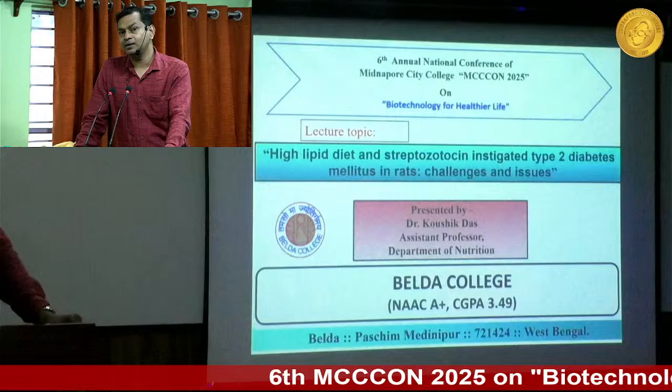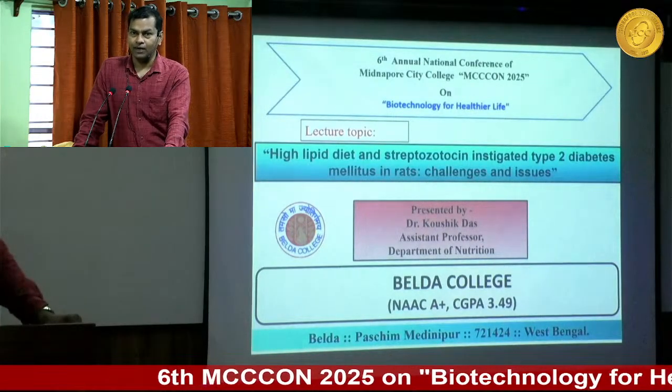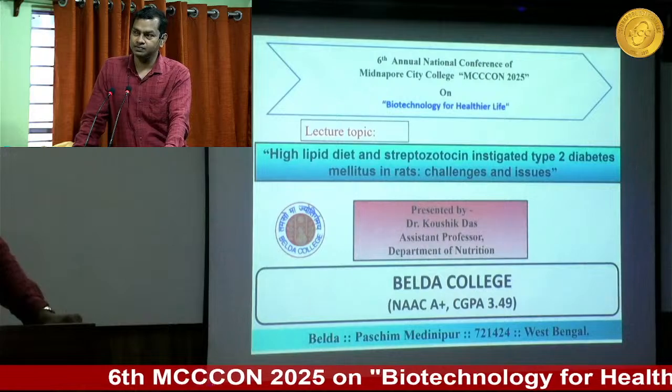Above 110 milligram per dl, that is pre-diabetic, and 126 fasting, that is diabetes.